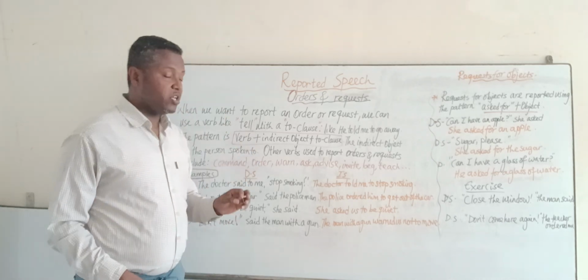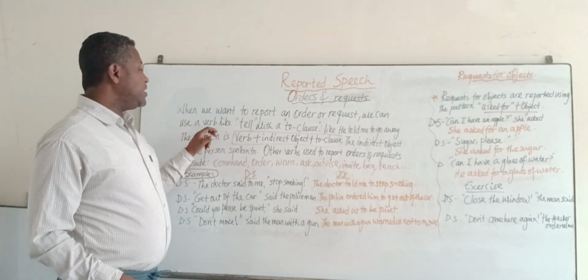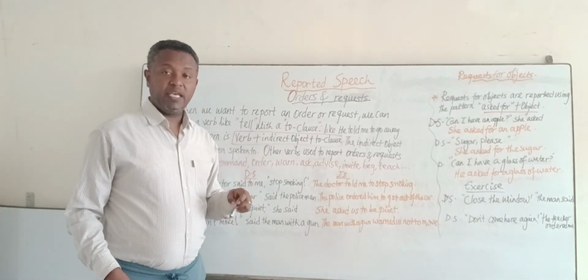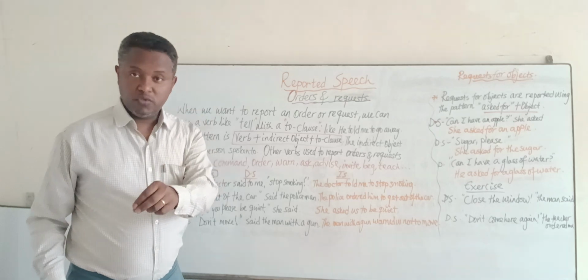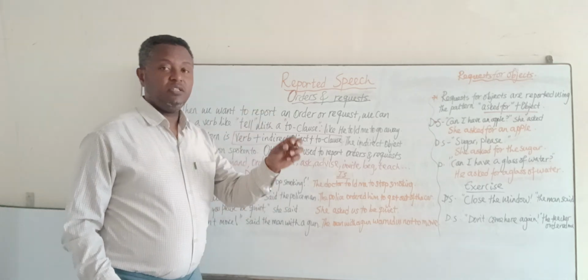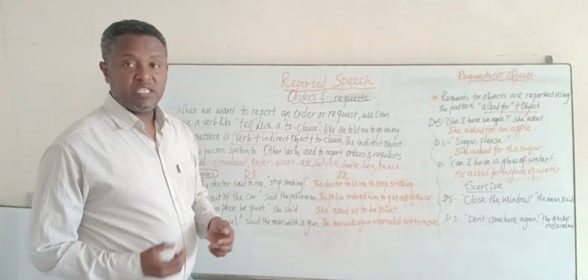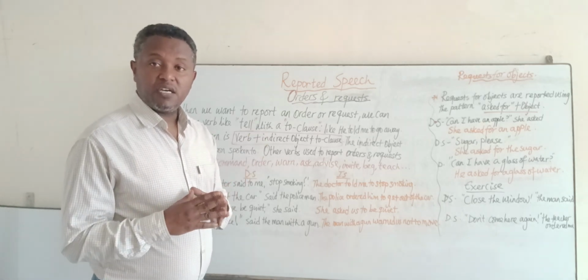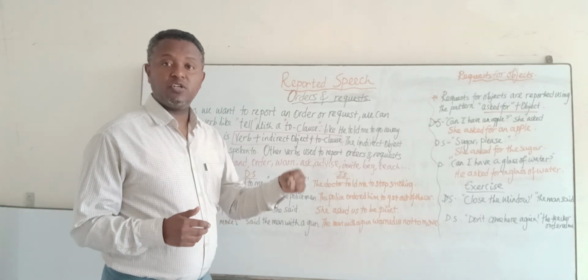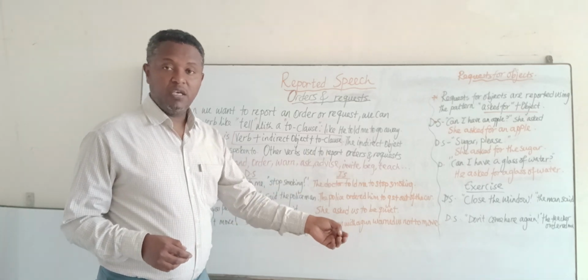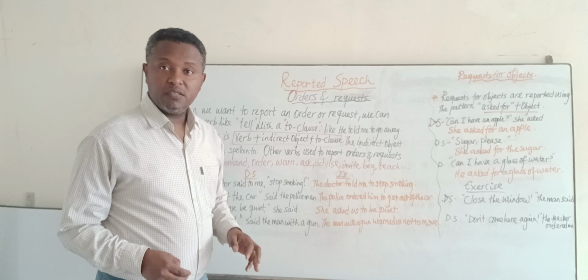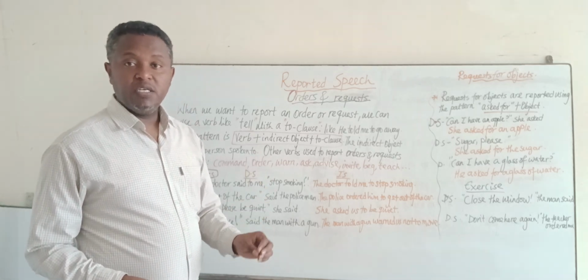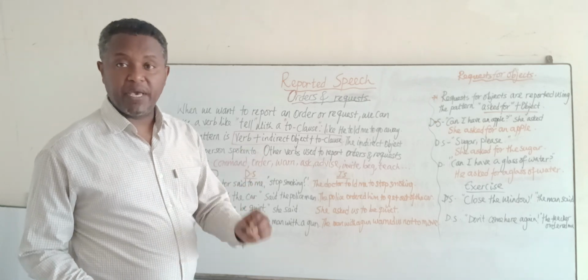So when we want to report an order or a request, we can use a verb like tell with a to clause, like he told me to do this, she told me to do that. For example, if the direct speech says, close the door, we say, he told me to close the door. If it is, make your bed, then mom told me or warned me to make my bed, right?